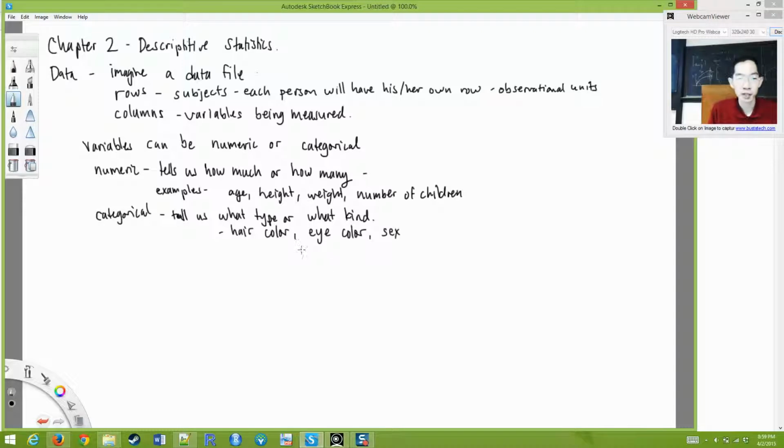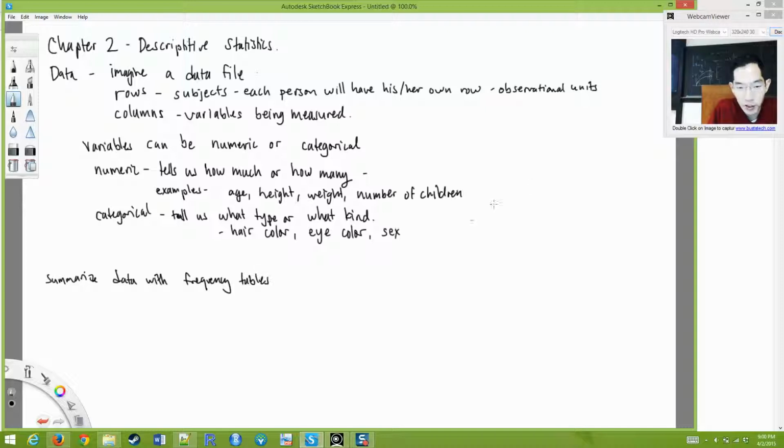Okay? From this data, we can create summary tables. Okay, so if we have categorical data, we can, actually technically also with numeric data. Okay, so we can summarize data with frequency tables.